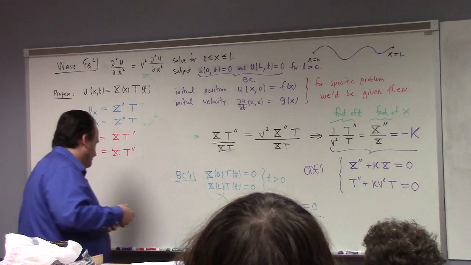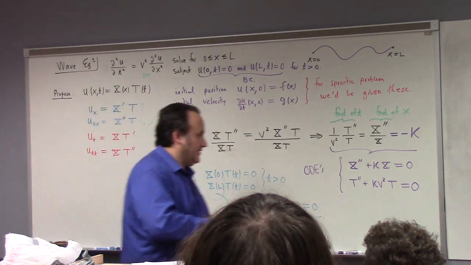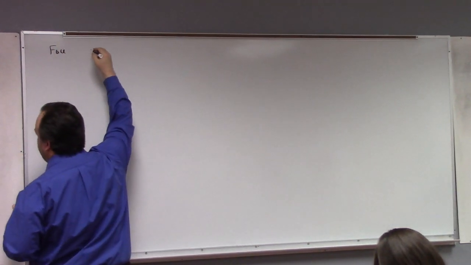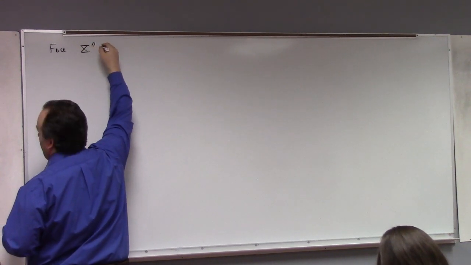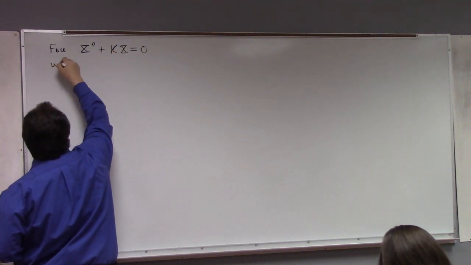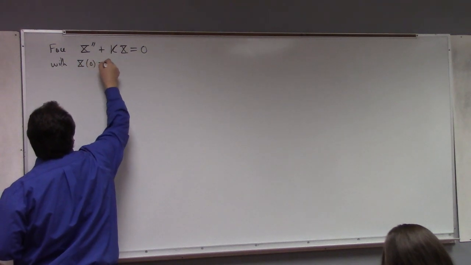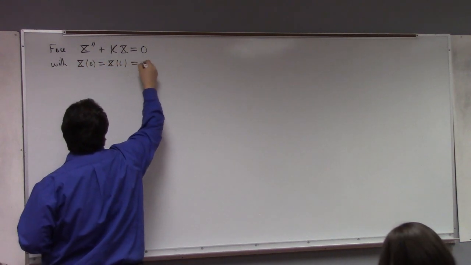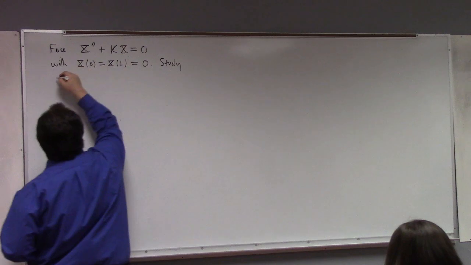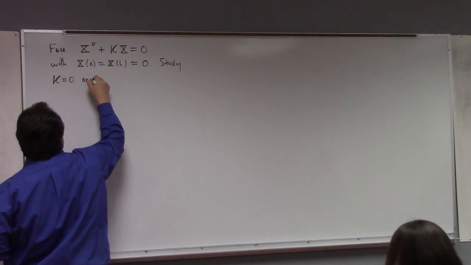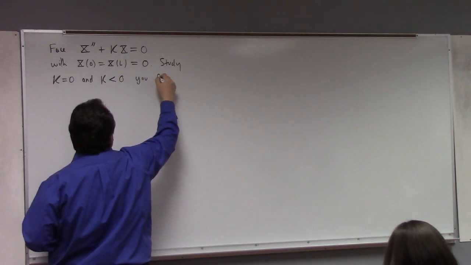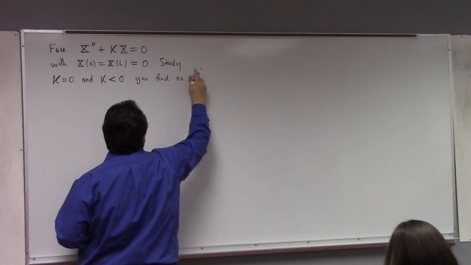All right, so what are we up against? We're up against the boundary value problem. So we face X prime prime plus kX equals 0 with X of 0 equal to X of L equal to 0. And if you study k equals 0 and k less than 0, you find no solutions, no non-zero solutions.